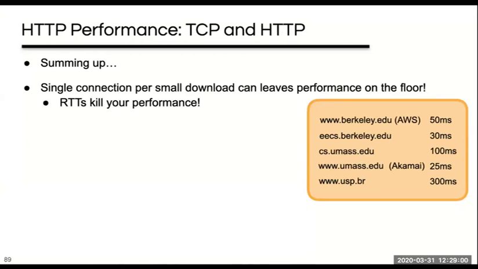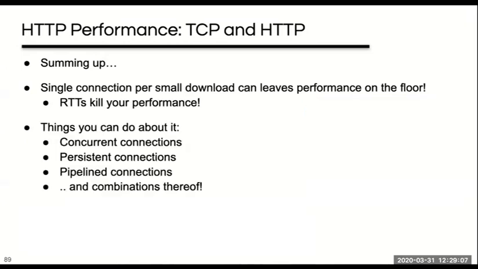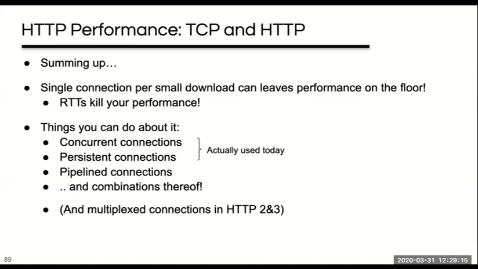Luckily, they don't. So things you can do about it are concurrent and persistent connections, pipelined connections, and combinations of those, though pipelines aren't actually used today. And again, I'm ignoring multiplexed connections, though those are also used today for some traffic. A final question here, why doesn't this apply to large downloads? It's because if the transmission time dominates, the only solution is to get more bandwidth, essentially.